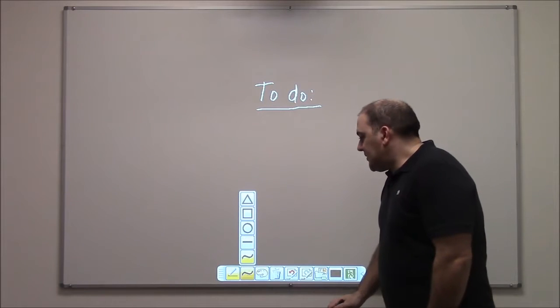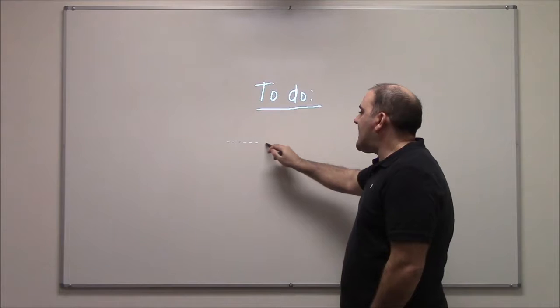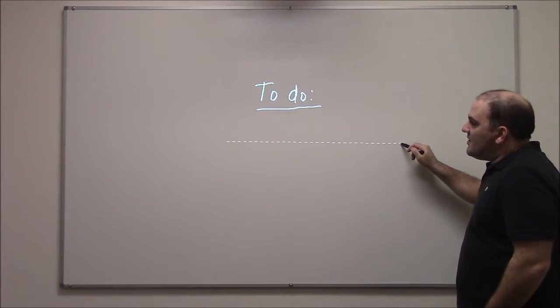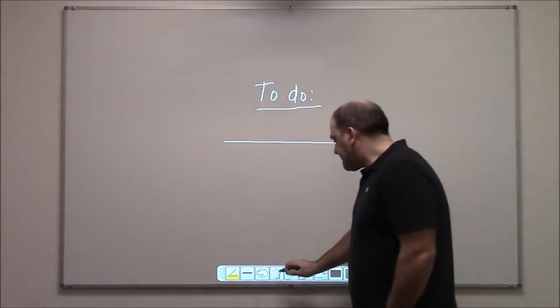Next up is the line tool. The way you create a line is simply put your pen tip down on the surface and drag. You'll notice a series of dotted or dashed lines. That's to let you know what size your line will be. As soon as you let go, the line will appear.